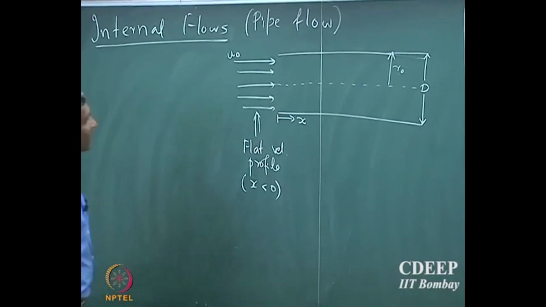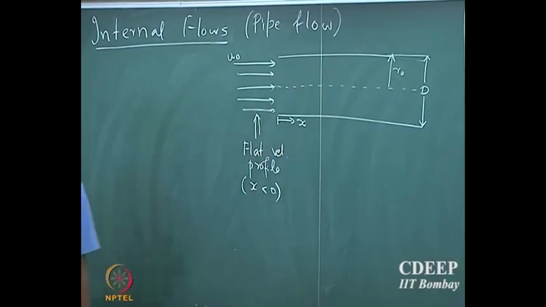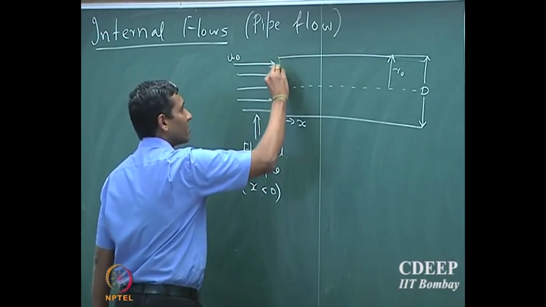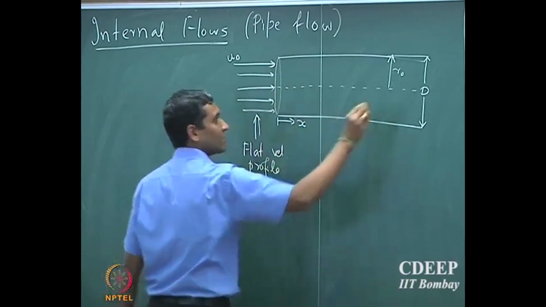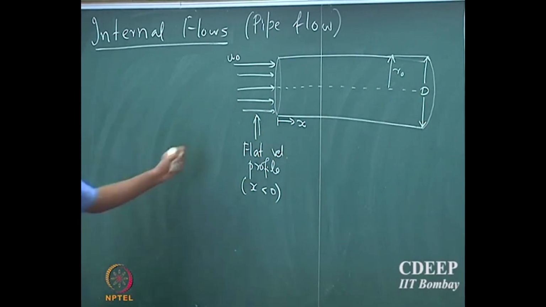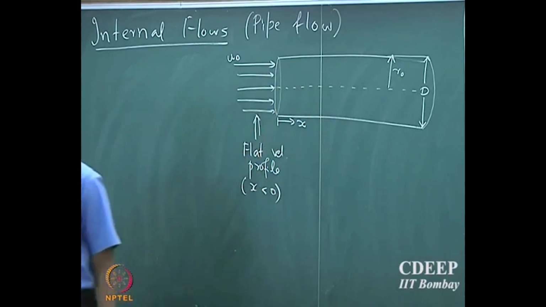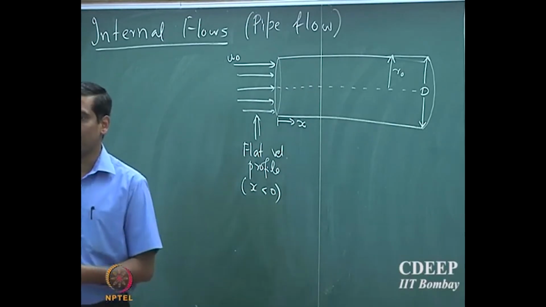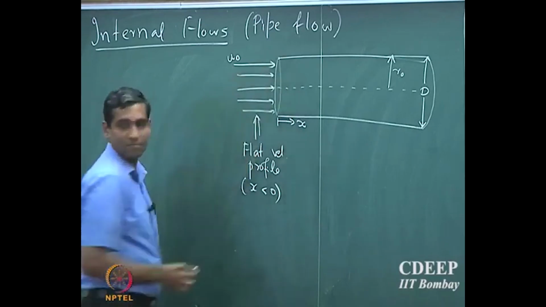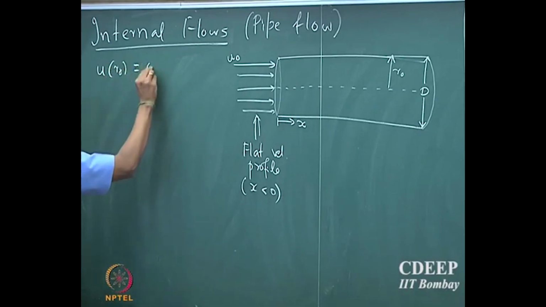Now suppose the fluid flows into the tube. Note that it is a circular tube, so it has a circular cross section. As soon as the fluid enters the tube, it experiences a wall which is present at location r naught. Similar to the flat plate, the velocity of the fluid will come to 0 at the wall. So u at r naught is equal to 0.